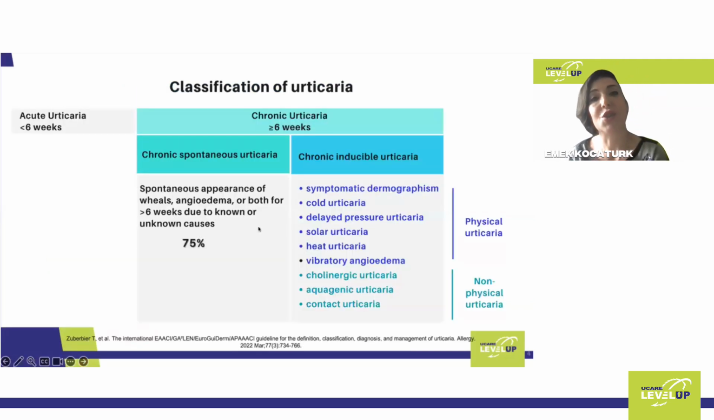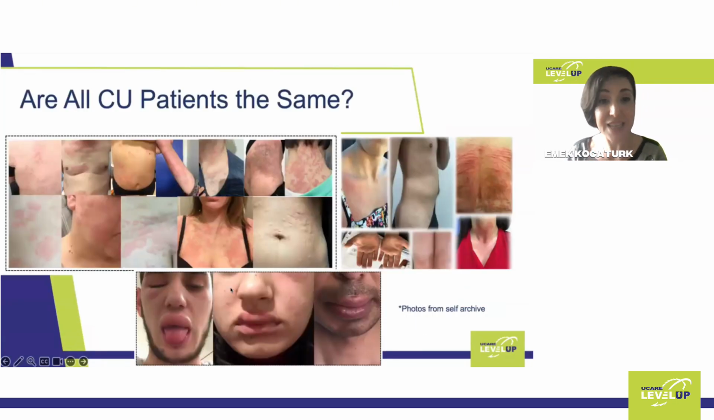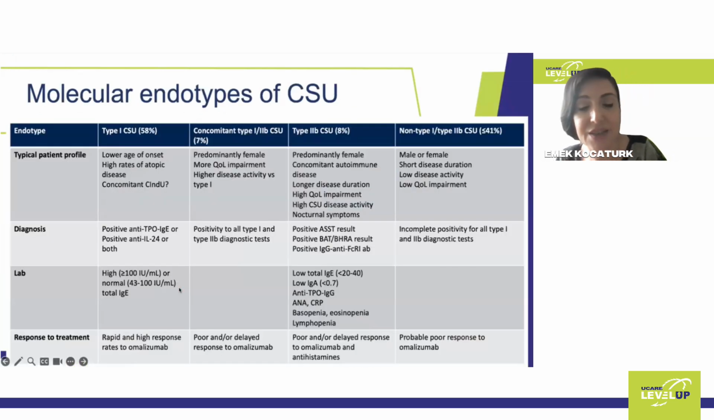So as Murat already showed, we have had the classification of urticaria for years, but do we think that all the chronic spontaneous urticaria patients, all the cold urticaria patients are the same? We know that they are not, because some are responding to treatment, some are not responding, some have angioedema, some do not have angioedema. And some are children, some are elderly. And we know that for sure they have different characteristics.